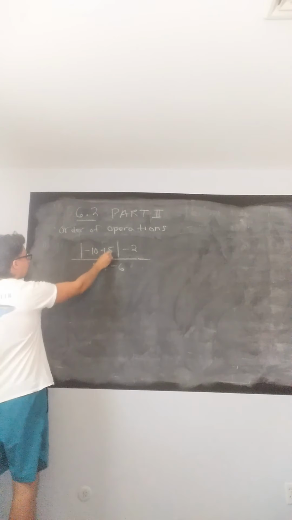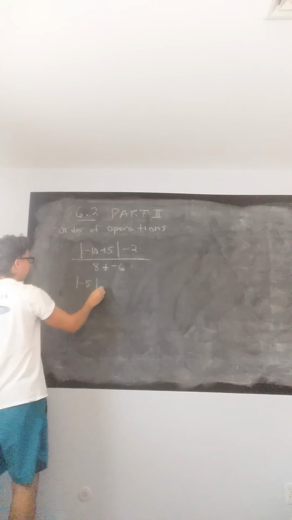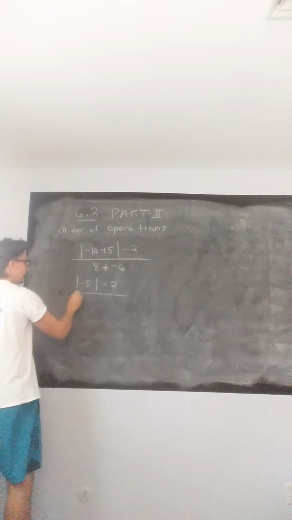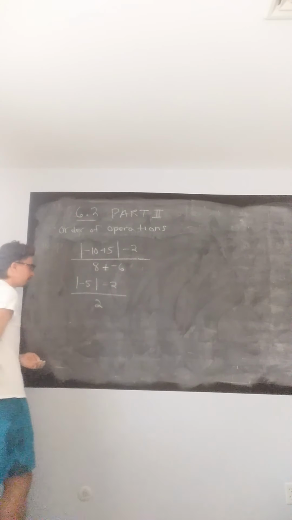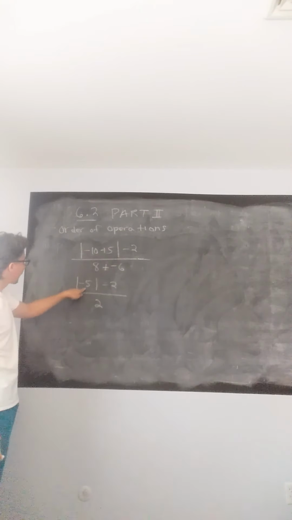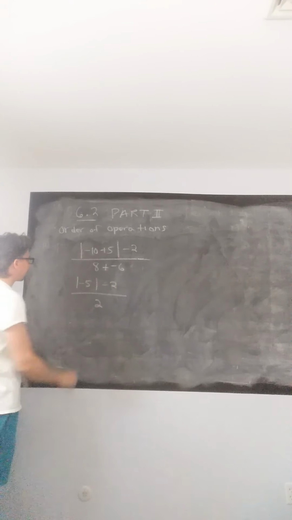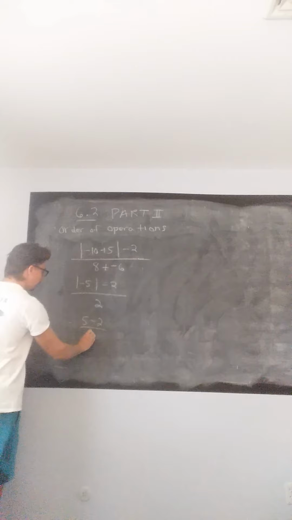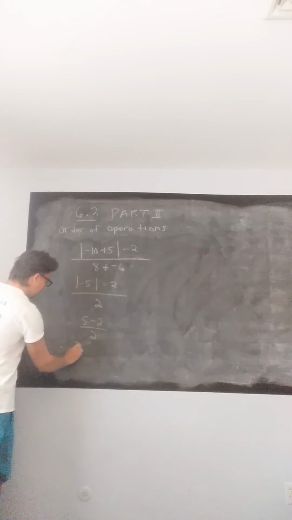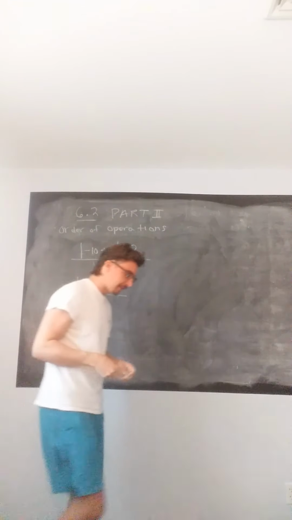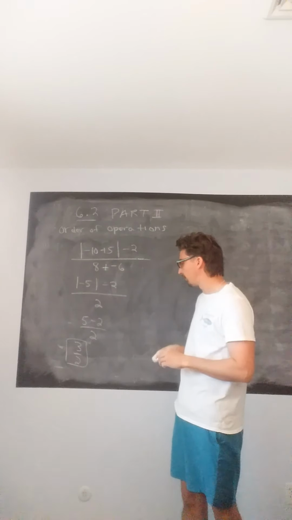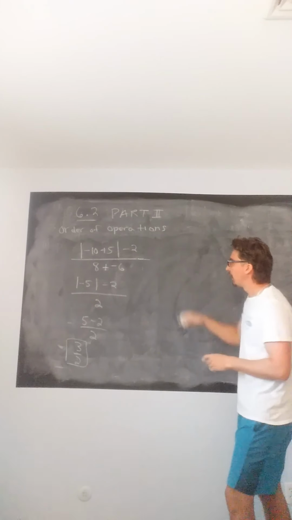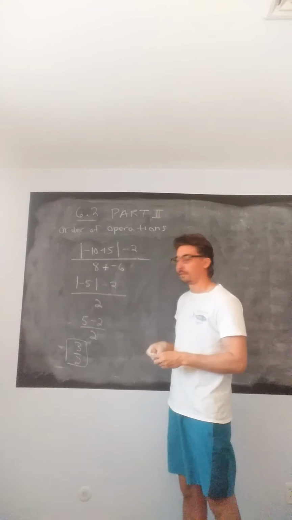So we have -10 plus 5, that's going to be -5 within the absolute value, minus 2. And on the bottom we can take care of this. 8 plus -6, that's going to be positive 2. What is the absolute value of -5, you may ask? That is 5. So 5 minus 2 over 2, and that's going to be 3 over 2. So the answer here is going to be 3/2, or you can write that as 1.5. They all mean the same thing, all the same representation. But you see how we did that? We took care of the top, took care of the bottom.